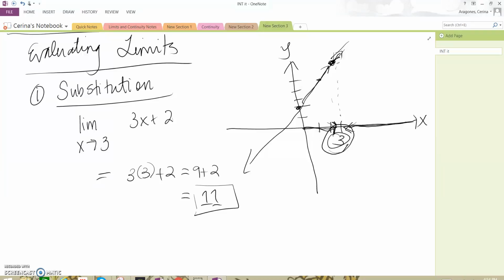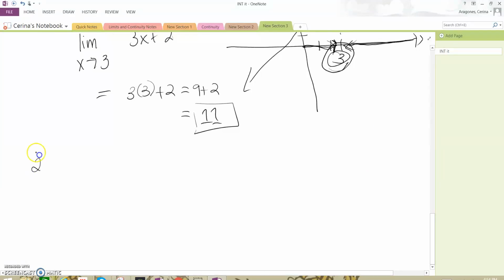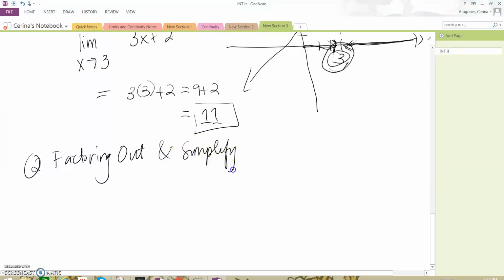The next best method to try when you've substituted and it did not work is factoring out and simplifying. Okay, so let's do an example of that.